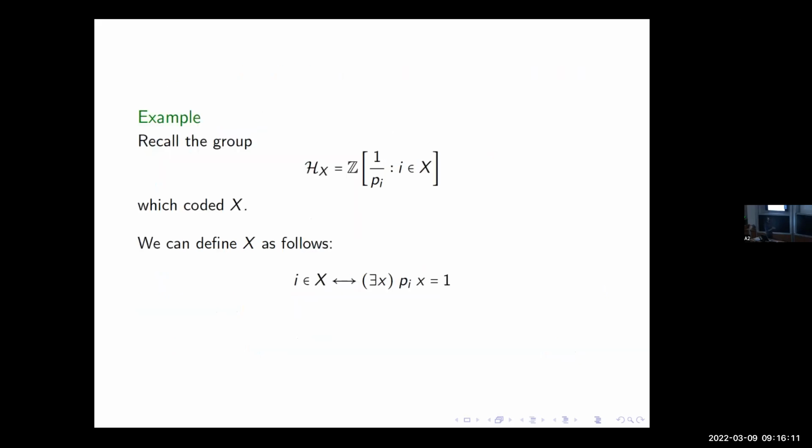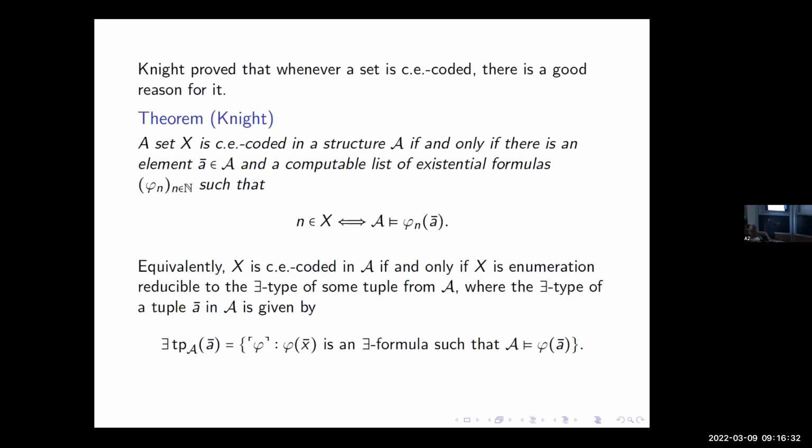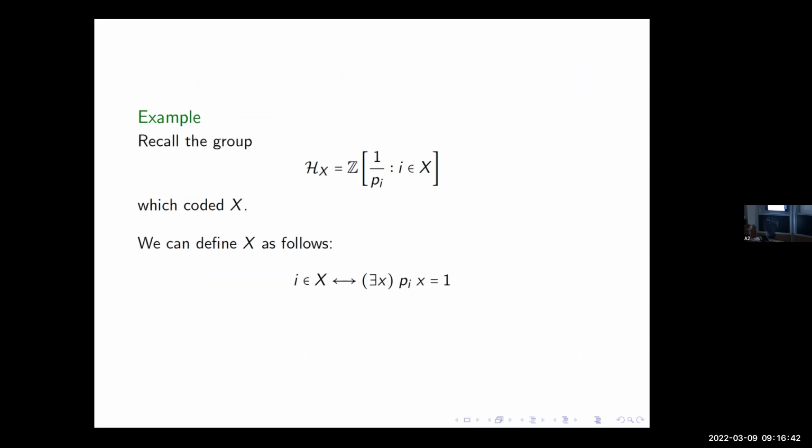So just a quick example, going back to that example of the group, Knight's theorem says that there has to be some formulas around, right? And those formulas are just saying i is in X if and only if there's some element little x that witnesses that 1 is divisible by p_i, right? And the point is that those formulas on the right, that's a computable listing of formulas. And here, if you think of the theorem, we said that there was some existential type that the set X was enumeration reducible to. What's that type here? Well, it's the type of the element 1, right? So 1 is that fixed element that's the type.